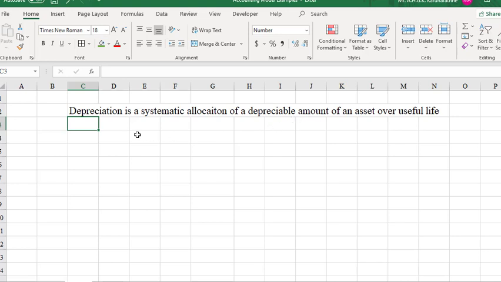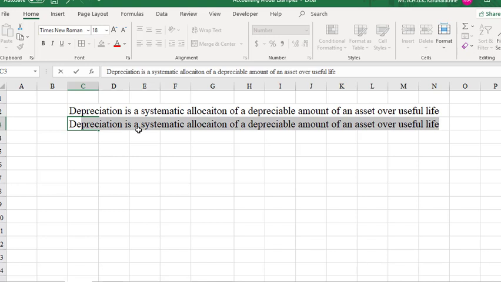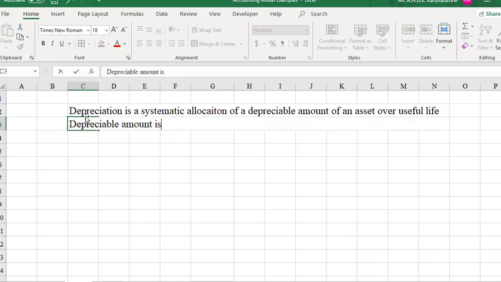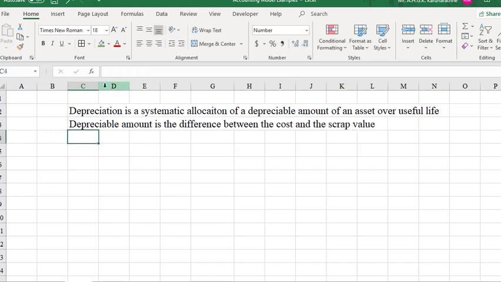So what is the depreciable amount? The depreciable amount is the difference between cost and the scrap value. And then we have useful life. Useful life is the life that the management expects to use the asset.